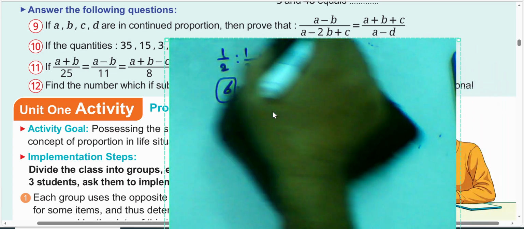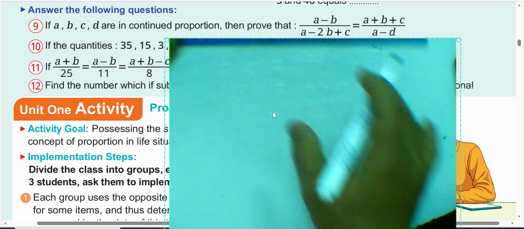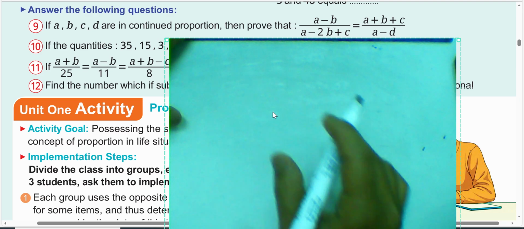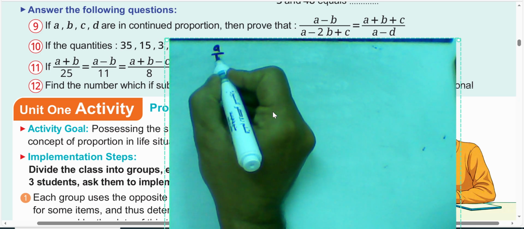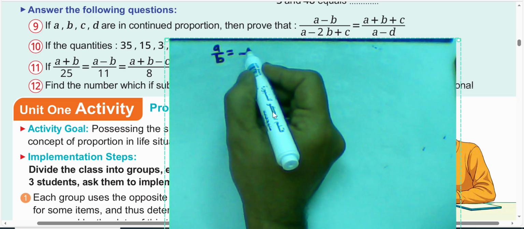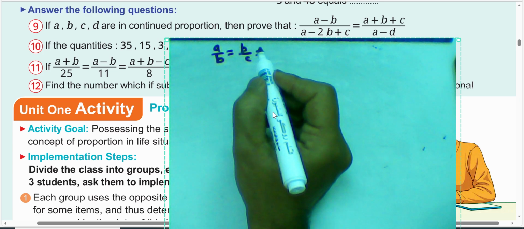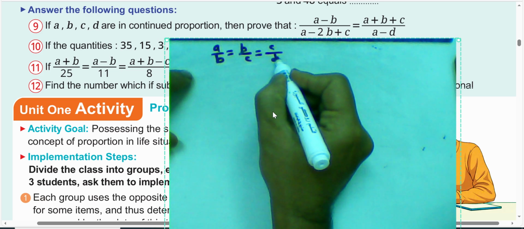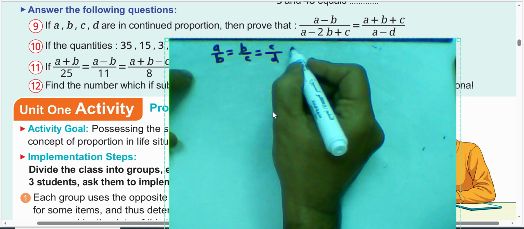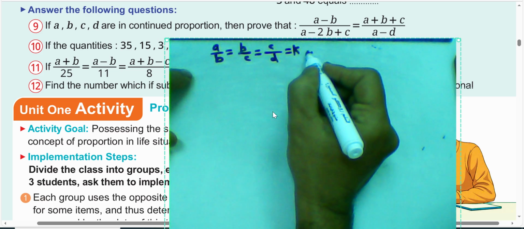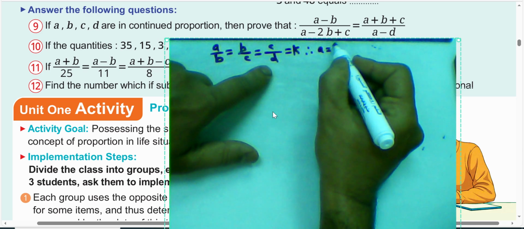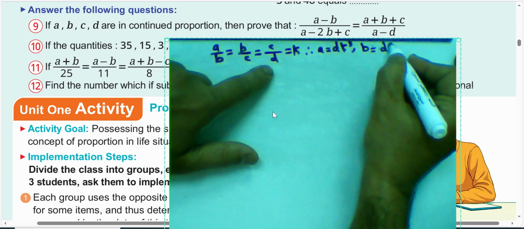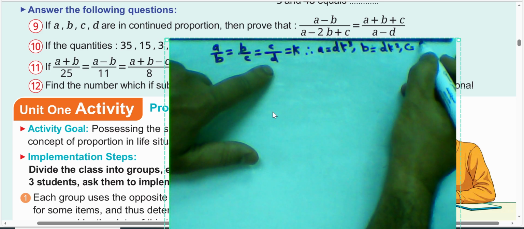Number 9. If A, B, C, D are continuous proportional, prove that left hand side equal right hand side. Okay, we have A over B equal B over C because we have continuous proportion. A over B equal B over C equal C over D. I will put the constant here equal k. And the value of A will be equal dk power 3, and the value of B equal dk power 2, and the value of C equal dk.